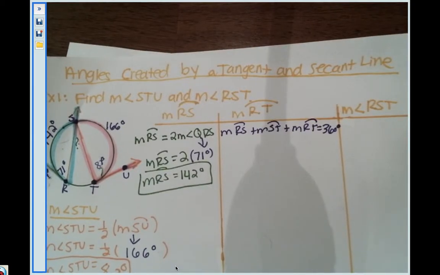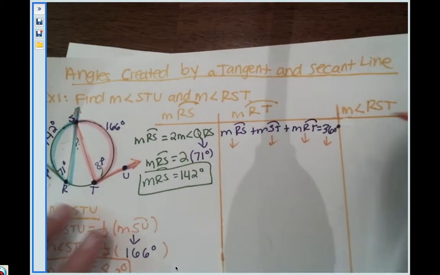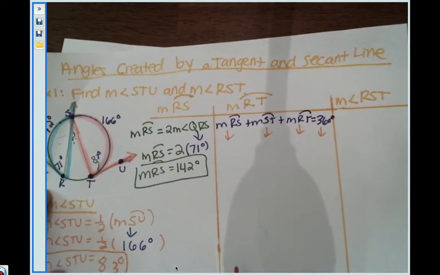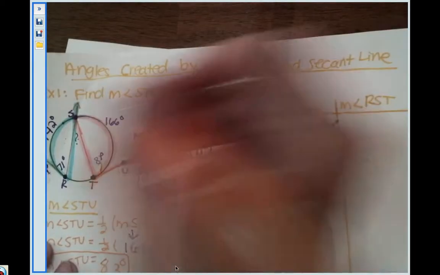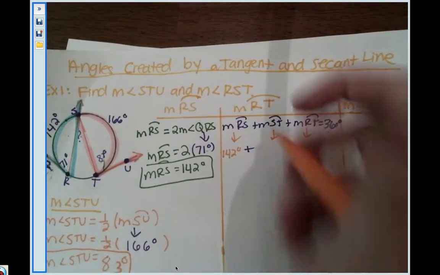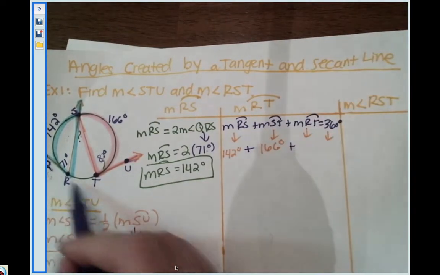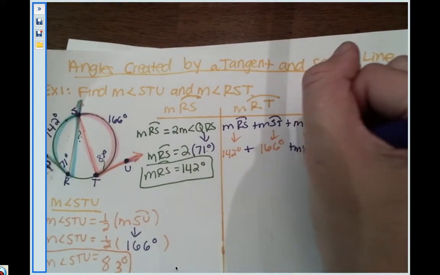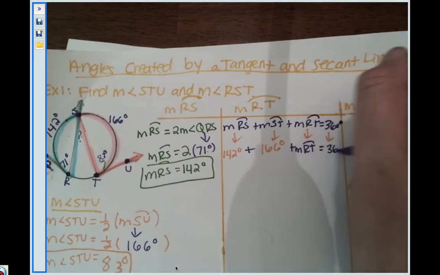All right, guys, I'm going to fill in the values I just put in my equation. So arc RS is 142 degrees, plus arc ST, which is 166 degrees, plus the measure of arc RT, which I don't know yet, so I'm just going to write the measure of arc RT, equals 360. So that didn't change.